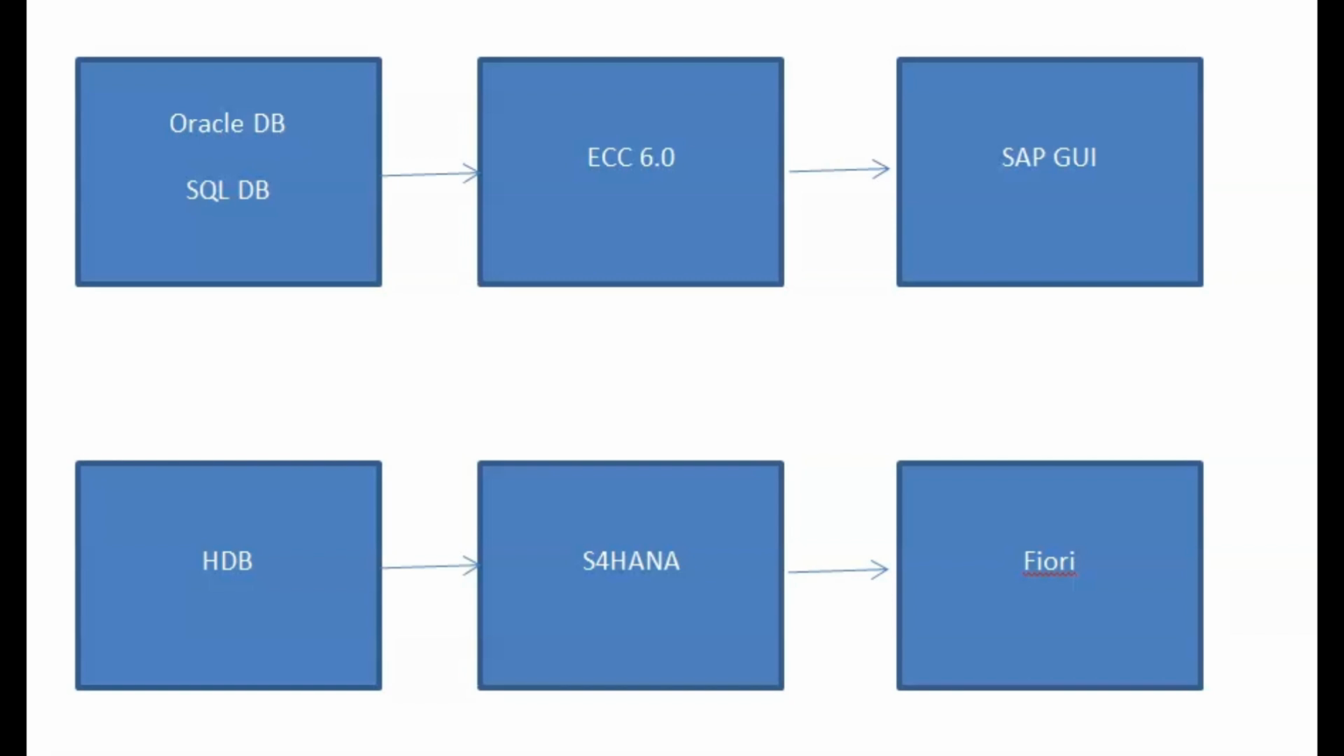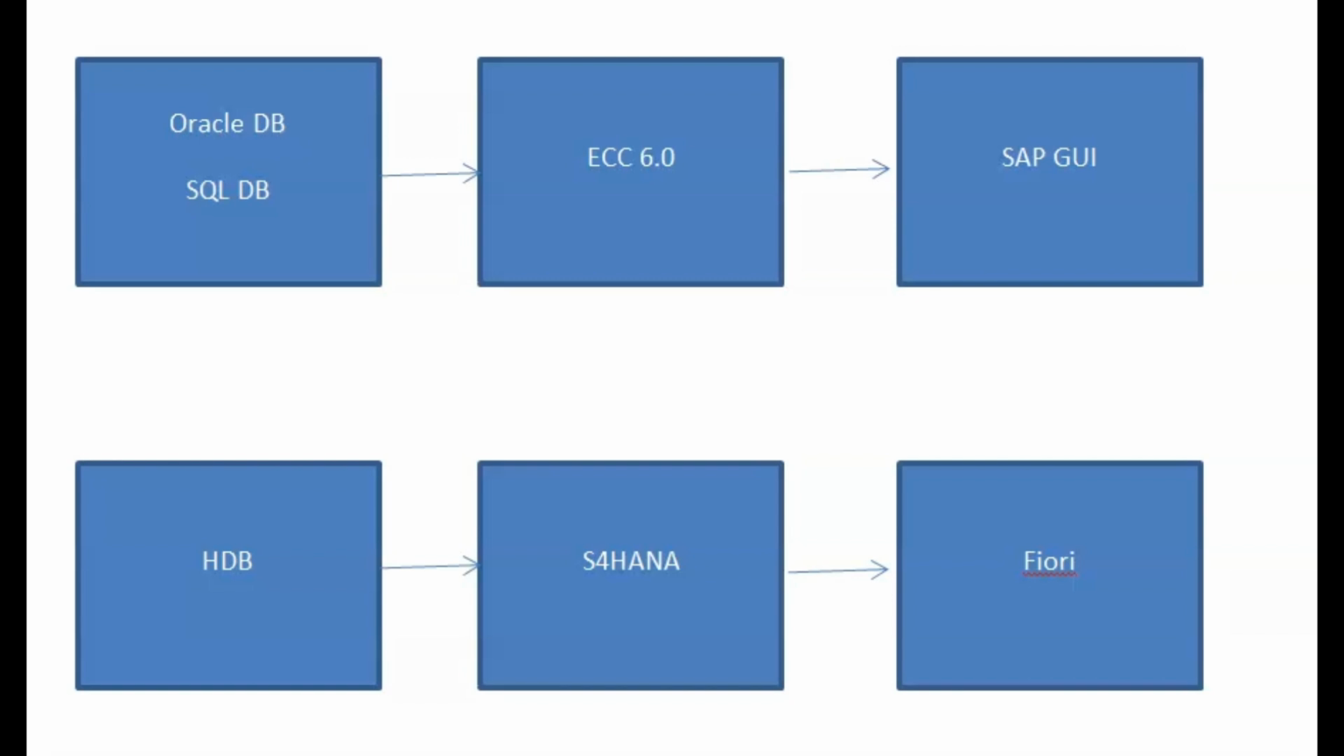Now, ECC software, which SAP had given as a solution for the ERP, was based on any database. It could have been on Oracle database, it could have been SQL database, or any other database. So basically ECC 6.0 is a platform independent software solution. And the front end that we had was primarily SAP GUI, and we used to see the data in the SAP GUI itself.